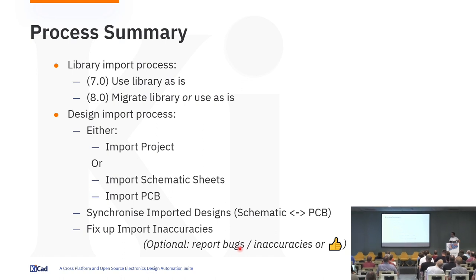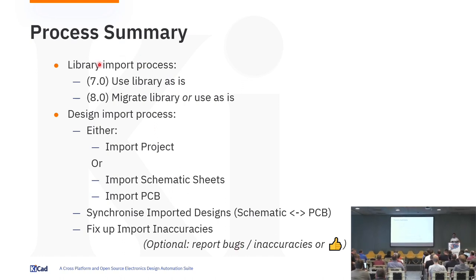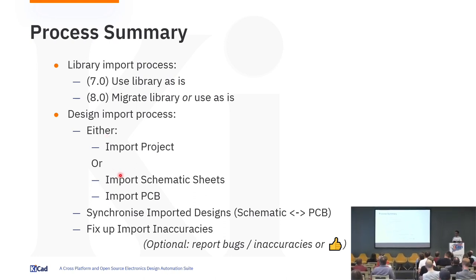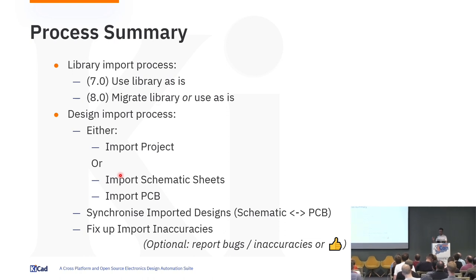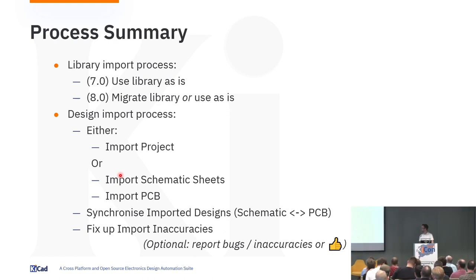The way the process works to import libraries, in version 7, we only support footprint libraries, so you can only use the libraries as they are. In version 8, we've got footprint libraries and PCB libraries, and you'll be able to choose whether you want to migrate the libraries to KiCad so you can edit them, or keep them directly as they are. And then the way to import is either you do a project import, which is supported at the moment for CADstar, Eagle, and EasyEDA later on, or for the case of Altium, where we don't yet have a project import, then you import your schematic sheets, import your PCB, and then create the root sheet for that.